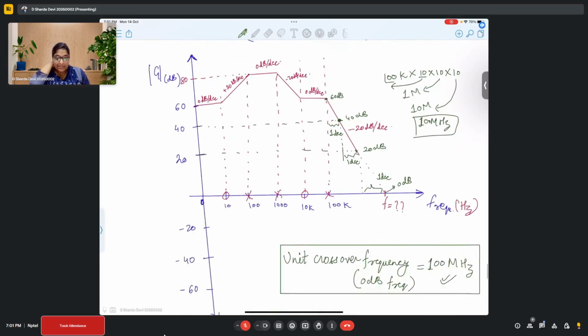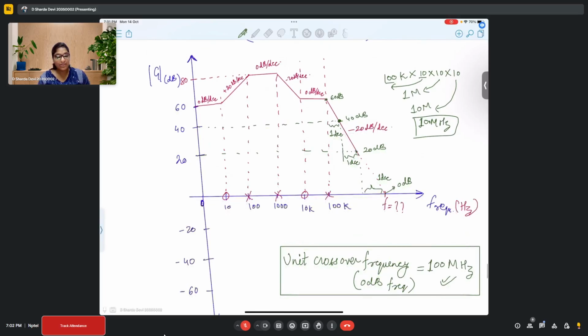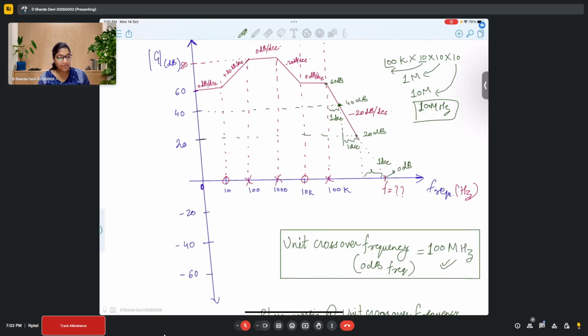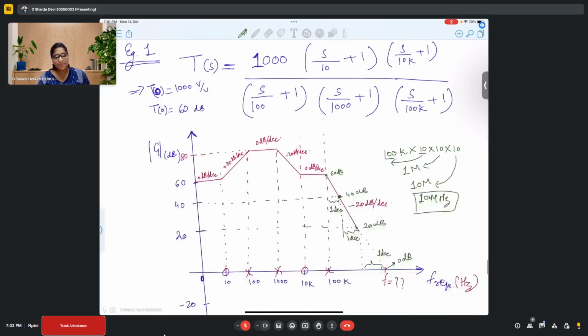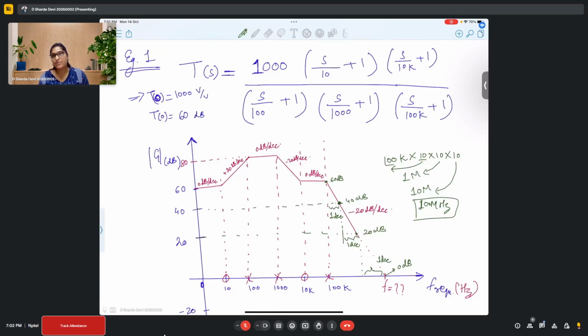So how is this Bode plot giving you the stability information? From here, you already know the crossover frequency. You will simply find the phase of this transfer function, substitute this unit crossover frequency, and see what phase margin you are getting. Is it more than 0, less than 0, equal to 0? Is this clear to everyone?